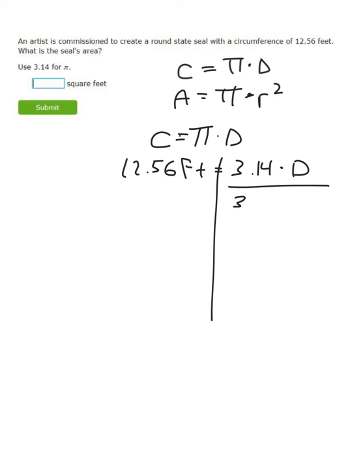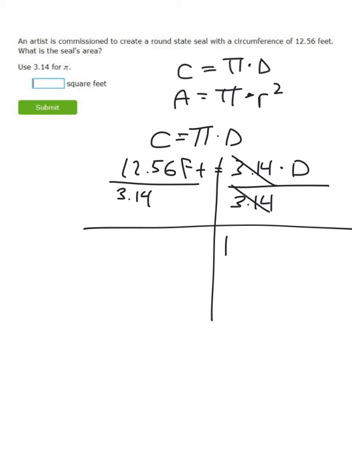I know circumference equals pi times diameter, and circumference is 12.56 feet. And I know I'm using 3.14 for pi, and diameter is what I'm trying to figure out. So let me divide both sides by 3.14. Okay, so over here, those are going to cancel out. All that's left is diameter. And over here, 12.56 divided by 3.14 gives me 4. So 4 feet is the diameter of the circle.